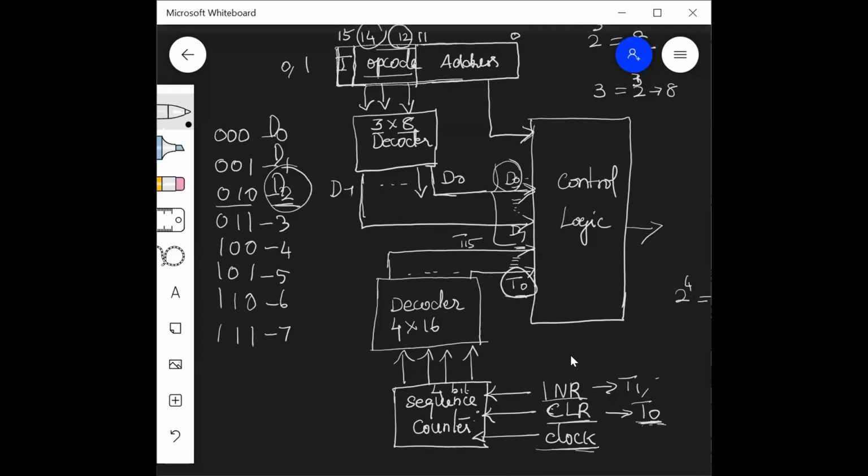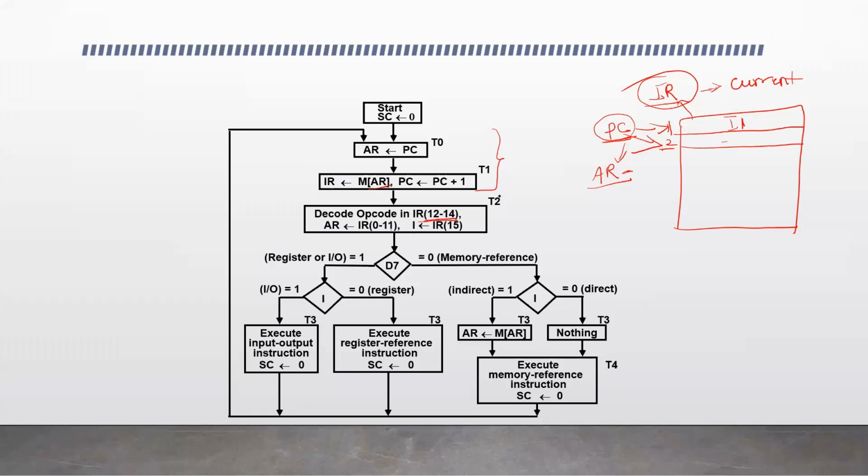To clear the sequence counter, once one particular instruction is executed, it has to start from T0 again, so it needs to be cleared. Fetching the instruction is done at times T0 and T1. At time T2, we have the decode phase. It decodes the opcode in bits 12 to 14 of the instruction code, the address in bits 0 to 11 is moved to the address register, and the 15th bit is moved to register I.